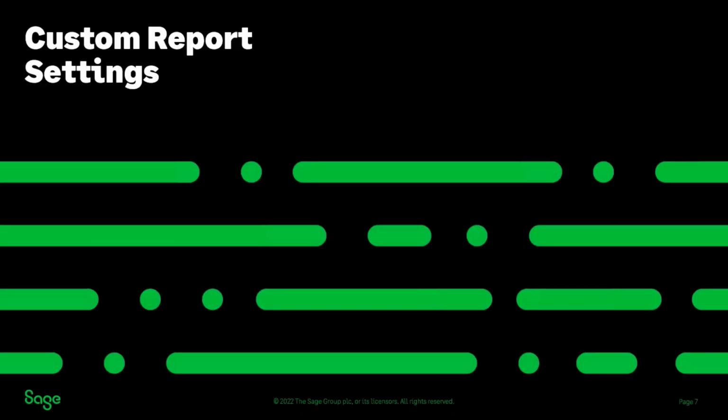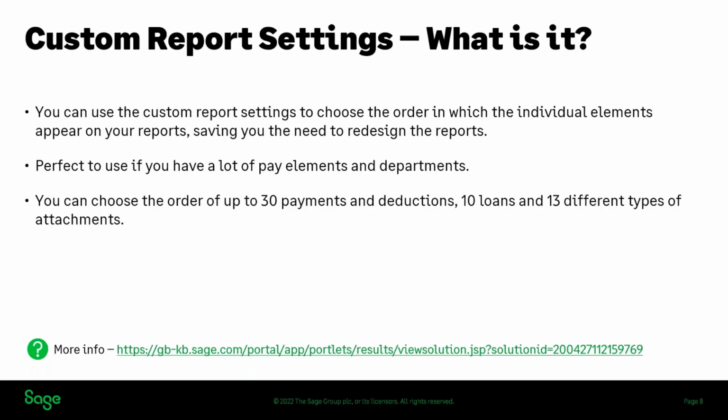That moves us on to the custom report settings. So what are custom report settings? You can use the custom report settings to choose the order in which the individual elements appear on your reports, saving you the need to redesign any of the reports. This is about pay elements, deductions, loans. They're perfect to use if you've got a lot of pay elements and departments.